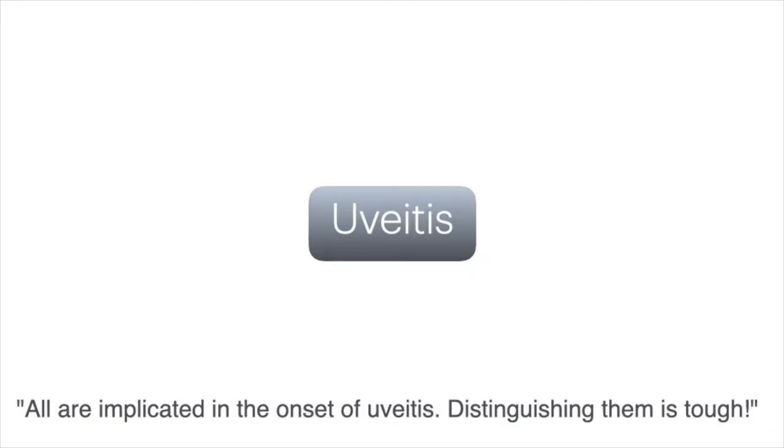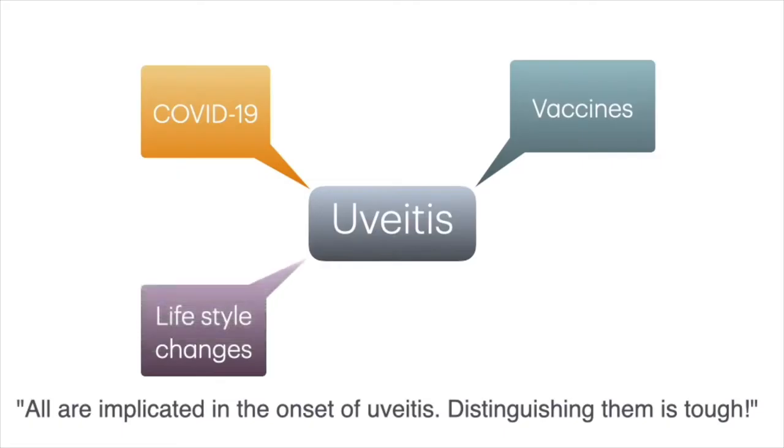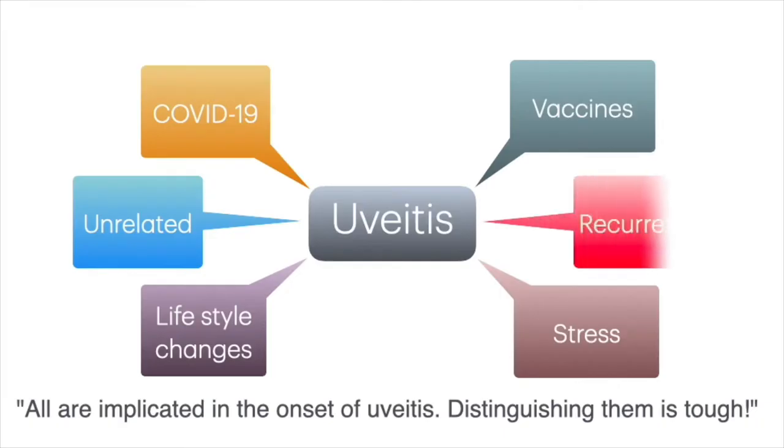Therefore, it's difficult to distinguish whether the onset of uveitis is directly influenced by SARS-CoV-2 infection from COVID-19, by the COVID-19 vaccine, by lifestyle changes, or by the accompanying stress from avoiding the 3Cs. It's possible that all of these factors are interacting with each other. Separately, the usual presentation or recurrence of uveitis without connection to these factors can also take place.